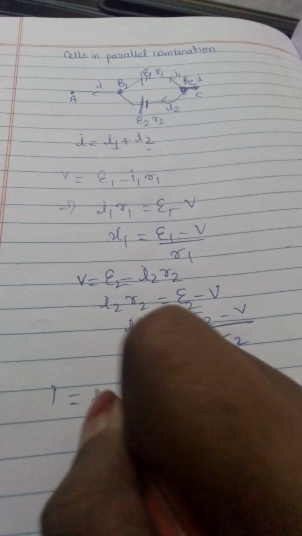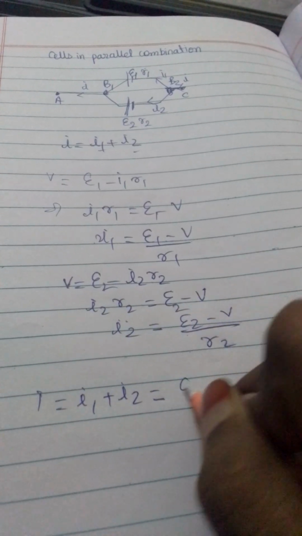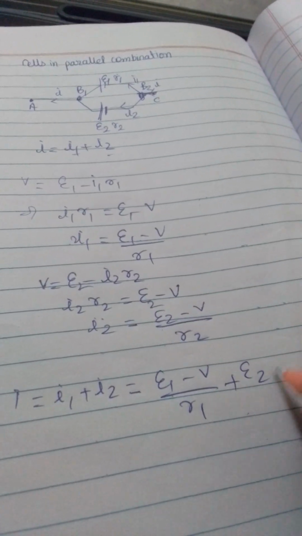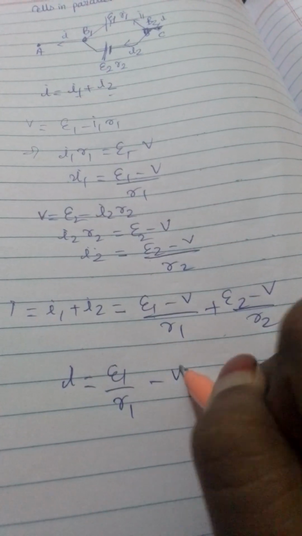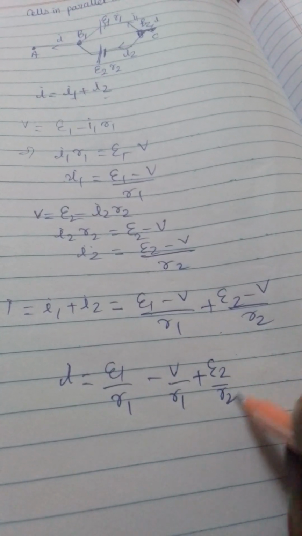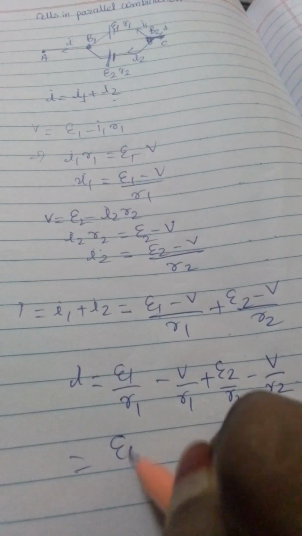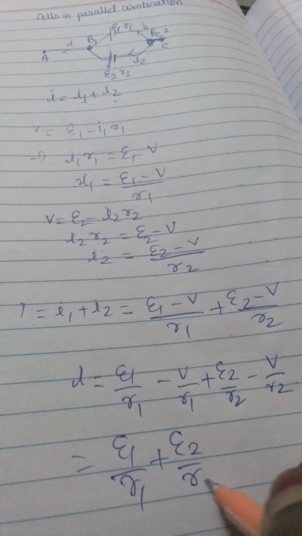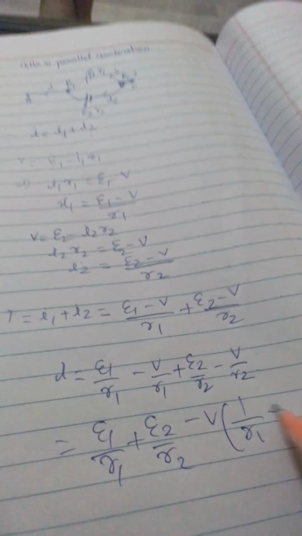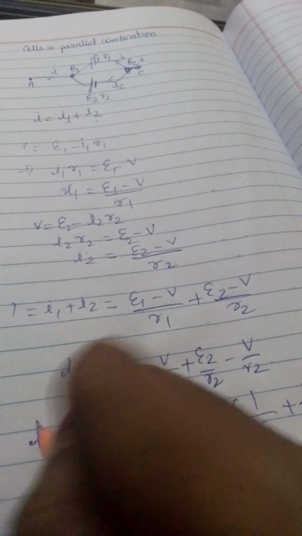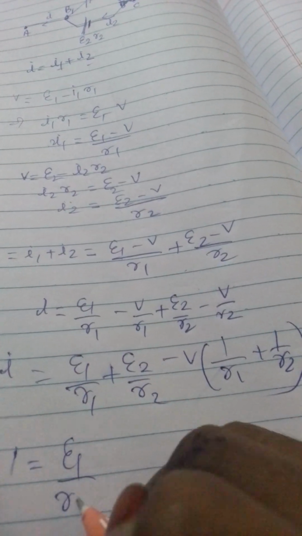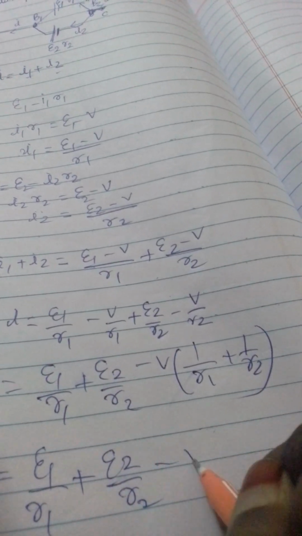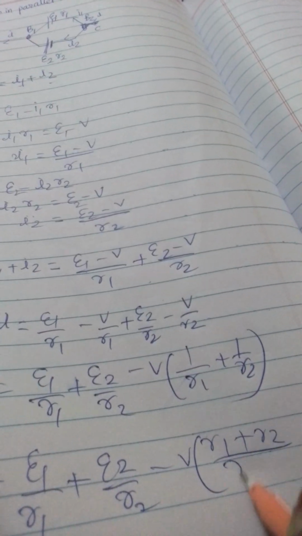Now I is equal to I1 plus I2, that is equal to E1 minus V by R1 plus E2 minus V by R2. So I could also say that I is equal to E1 by R1 minus V by R1 plus E2 by R2 minus V by R2. Here we have E1 by R1 plus E2 by R2, and we take common 1 by R1 plus 1 by R2. So you can write this as I is equal to E1 by R1 plus E2 by R2 minus V into R1 plus R2 by R1 R2.